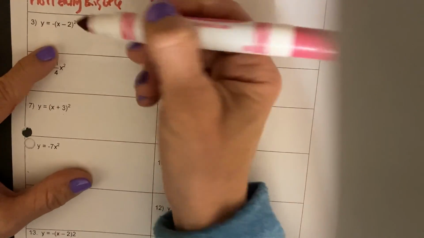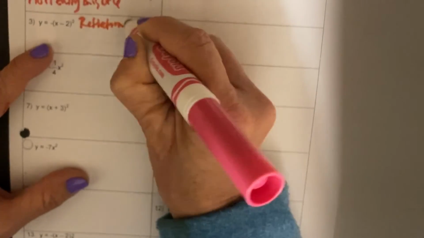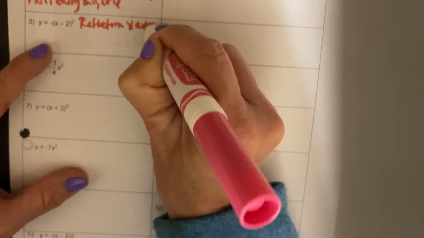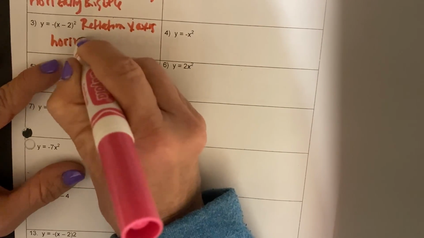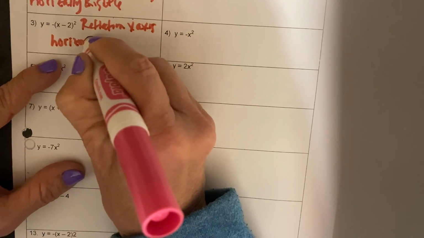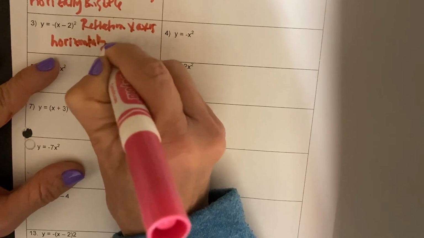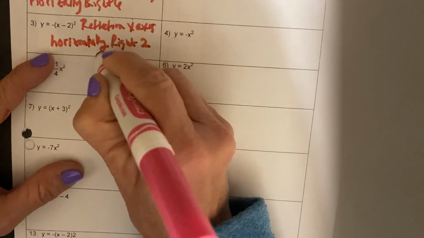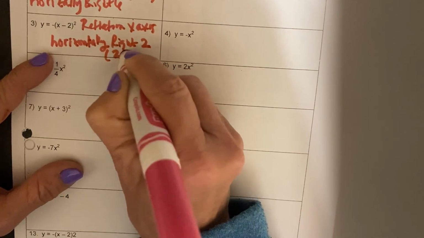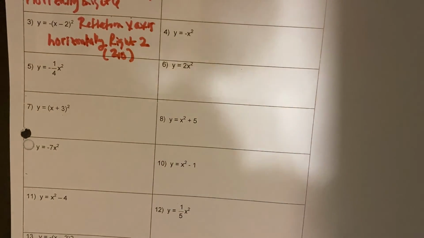On number 3, this negative right here tells you that it's a reflection, and that's going to be across the x-axis. This -2 tells you that this moved horizontally, and this minus tells you that it went to the right, 2, and my vertex is at 2, 0. And so that's what you'll be doing. You'll be telling me what is happening to your parabola.